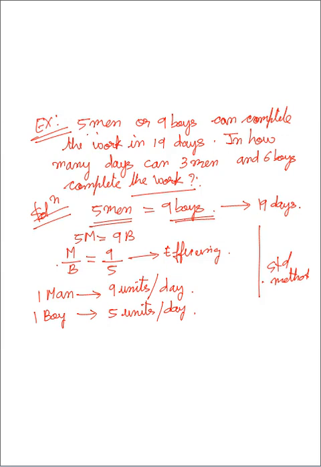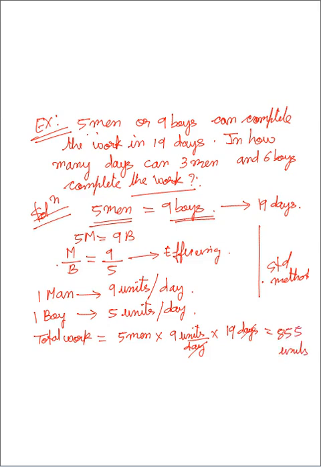Okay, so total work will be, suppose I am considering men. So how many men are given? It is 5 men. Efficiency is 9 units per day. And how many days are they working? For 19 days. So 5 into 9, 45, 45 into 19, days cancel. It is 855 units. See, this is the total work to be done.